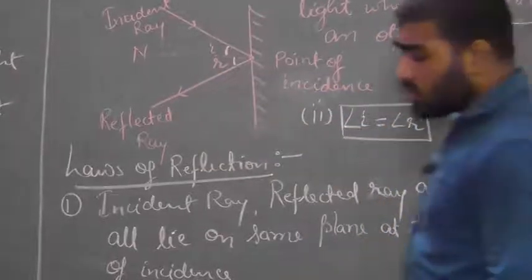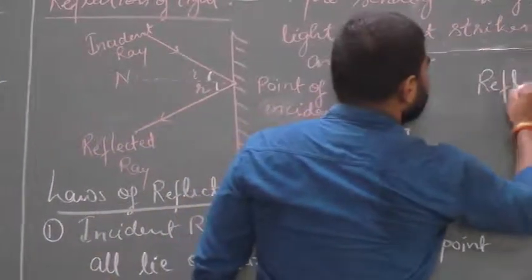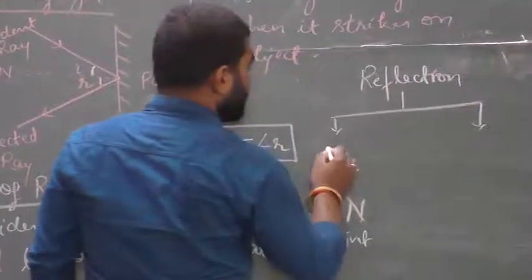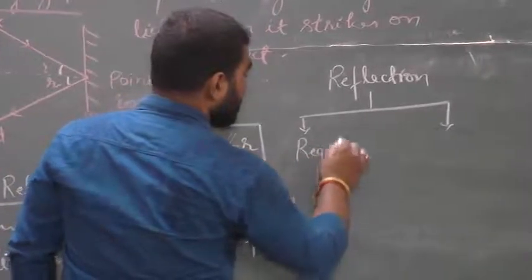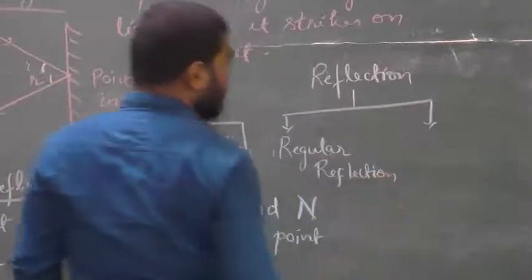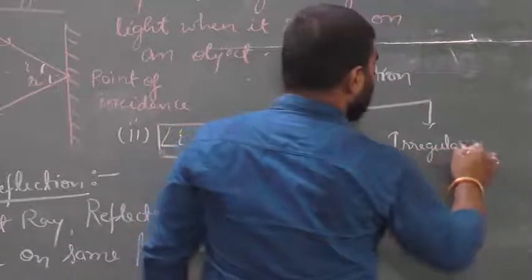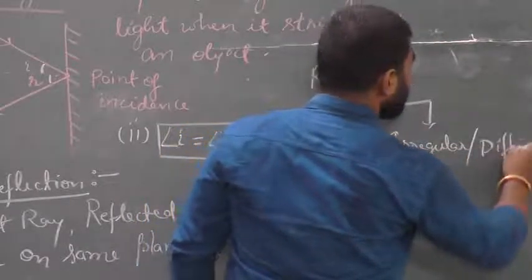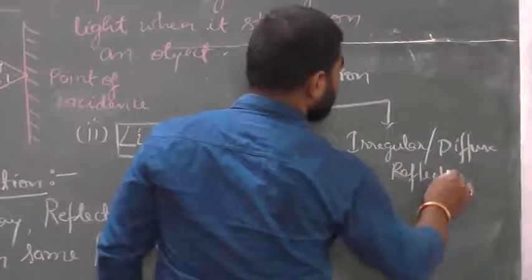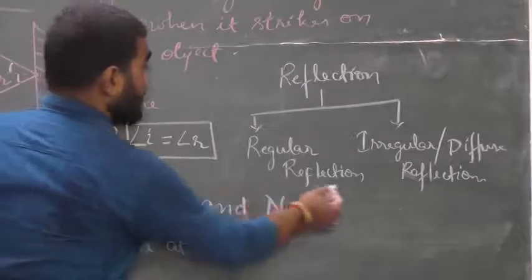Okay, so there are two types of reflection. First one, regular reflection, and second one, irregular or diffuse reflection. This regular reflection is also called specular reflection.